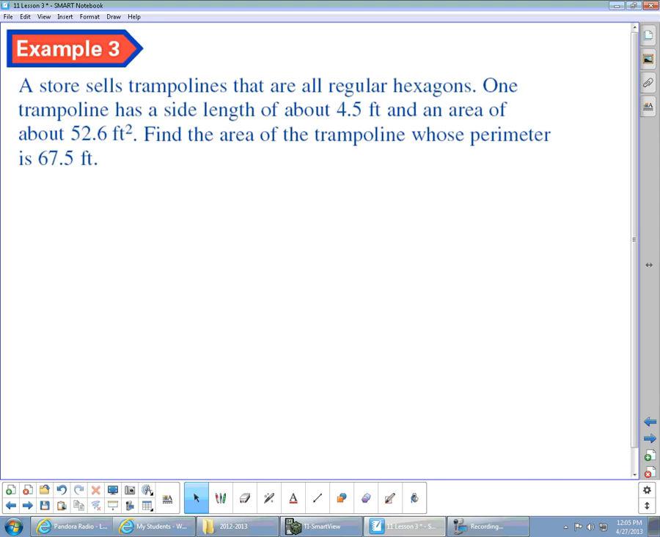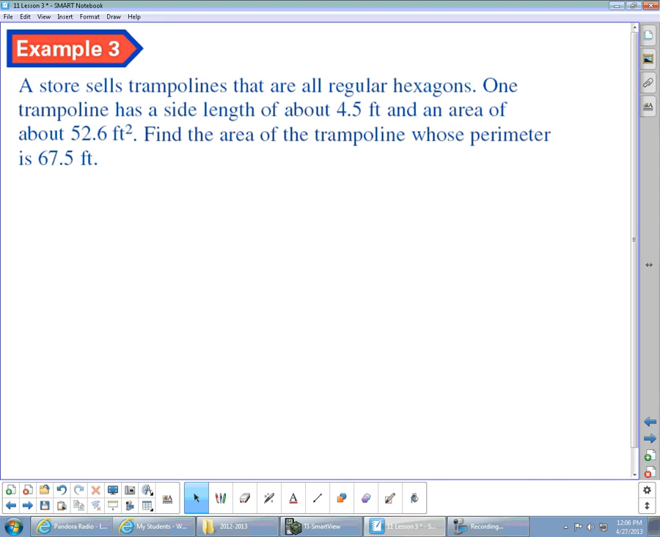Now, at first glance, you may be thinking, oh, this is going to be like what we did in the previous section and finding area of regular hexagons, and that's going to be very cumbersome. But it really is not going to be, because what we just have to do is compare their side lengths and use that ratio to find the ratio of their areas.